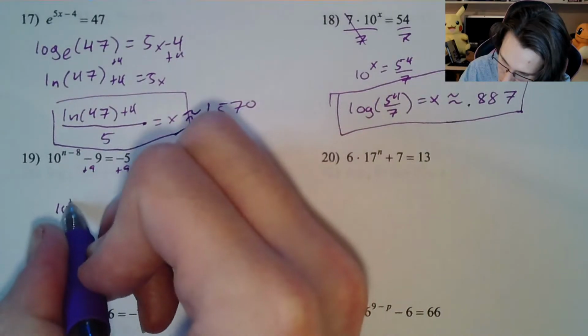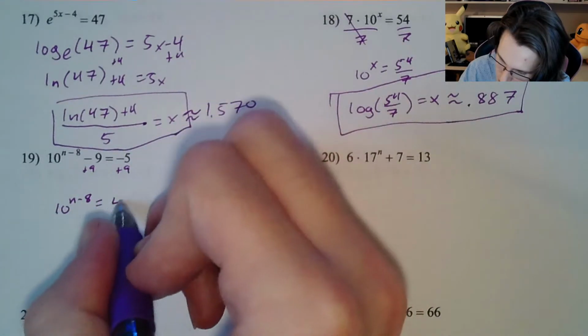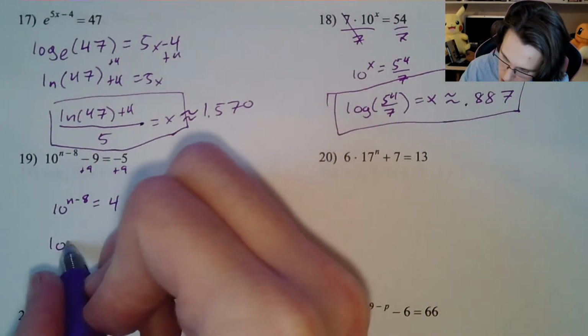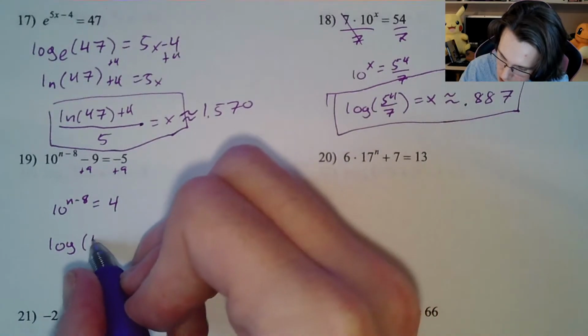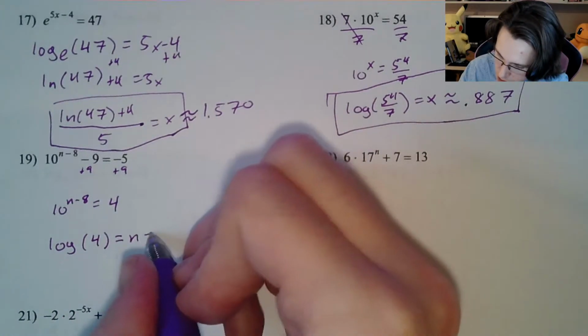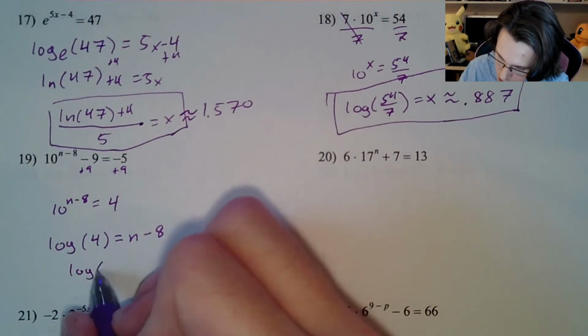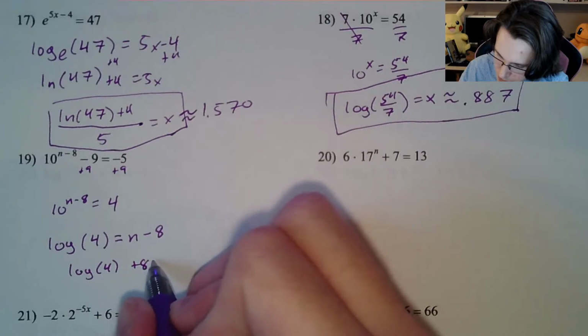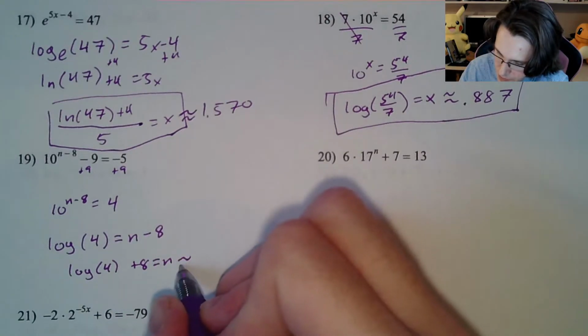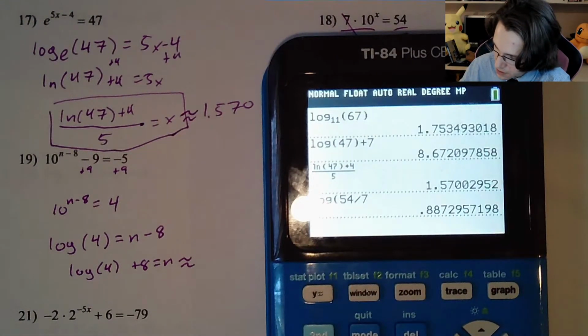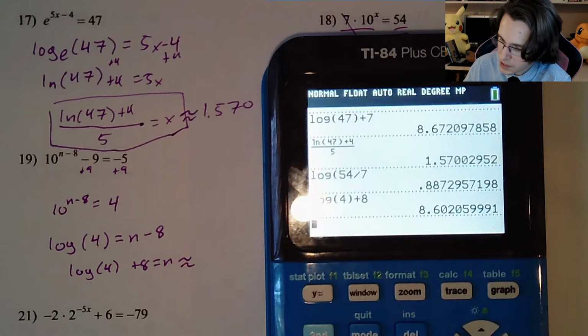Now we have 10 to the n minus 8 is equal to 4. Log loop. Log, we don't need to write the base because it's a 10, is equal to n minus 8. Now we add 8 to both sides. I'm not going to write the plus 8 on both sides for this one. Plugging it into our calculator, we got log of 4 plus 8, 8.602.